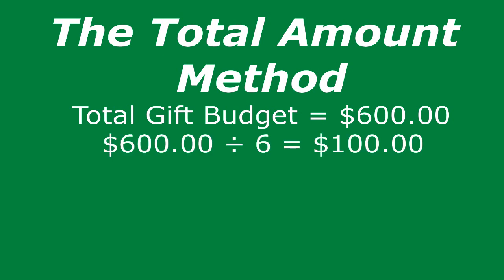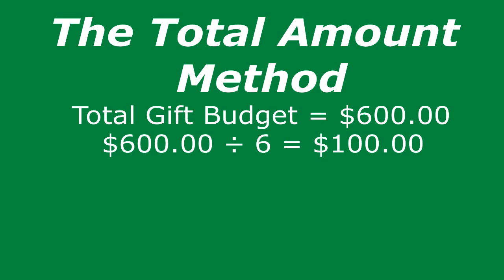Well, then you can take $600 and divide by the number of people on your list. I have 1, 2, 3, 4, 5, 6 people on my list. So if I divide 600 by that, I'm going to get $100. That's how much I would be able to spend on each person on my list. Now, is that enough for you? If you're comfortable with that, great. If not, you can play around with the numbers until you feel comfortable.